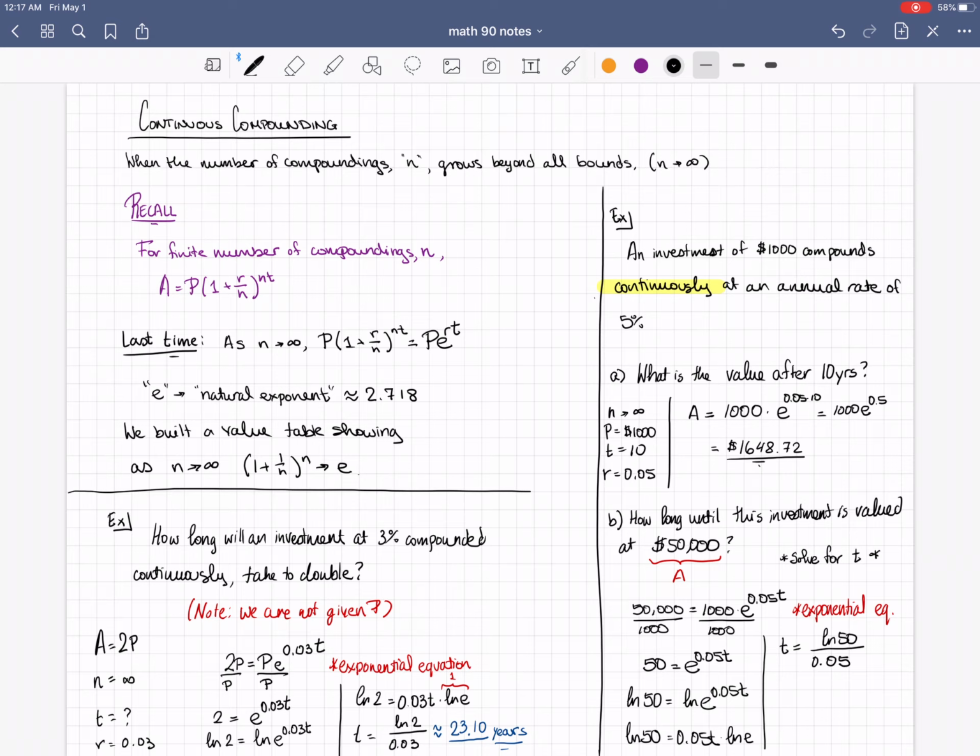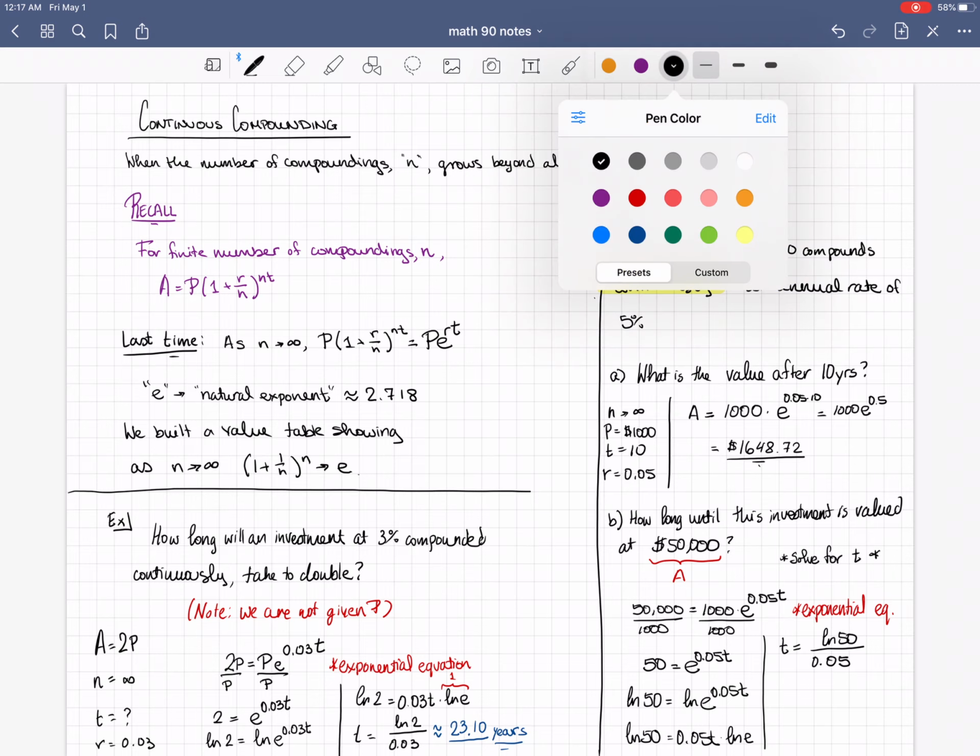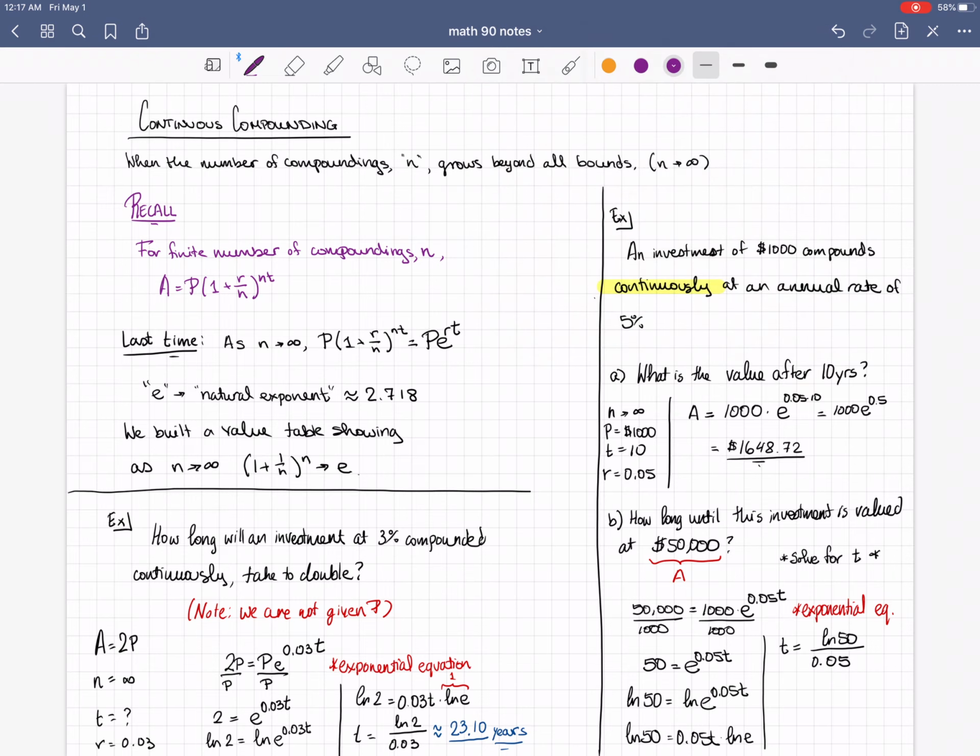So this is the precise answer, but of course we're all curious, like how long is this going to take? We want to hear, is it going to be 30 years? Is it going to be 100 years? How long is this going to take? So let's punch this in and get an approximate answer. So we have the natural log of 50 divided by 0.05. So that's approximately 78.24 years.